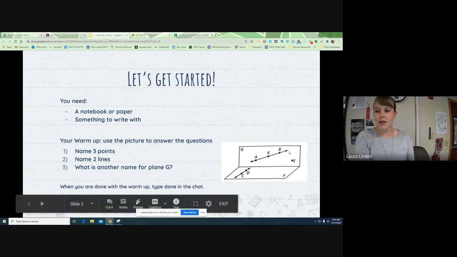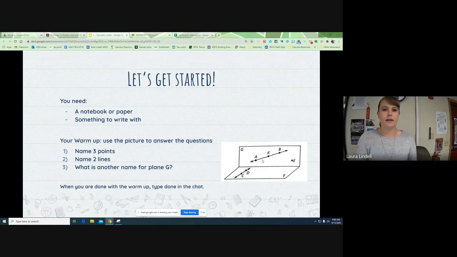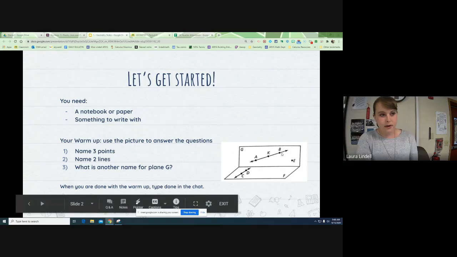Okay, yeah, ABE, I like that one. ABE would work. We have to pick 3 points, and they had to be non-collinear, if we remember from yesterday. The non-collinear part's important here because there is a line with 3 points on it right here. We cannot use these 3 because they're all on the same line.